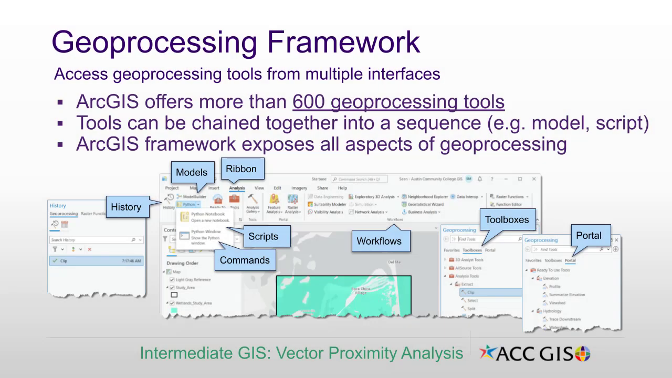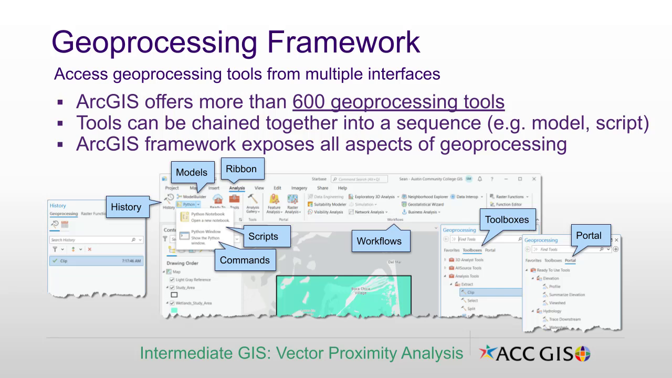In ArcGIS Pro, we can access geoprocessing tools from multiple interfaces, and we call that collectively the geoprocessing framework. And it's amazing how many tools are available to ArcGIS users. And it's really what differentiates ArcGIS from other GIS software packages are these geoprocessing tools. When I use QGIS, which is a very functional open source GIS package, it has a lot of the same mapping capabilities that ArcGIS has, but what it doesn't have is the depth of geoprocessing tools that allow me to perform the analyses that I want to.